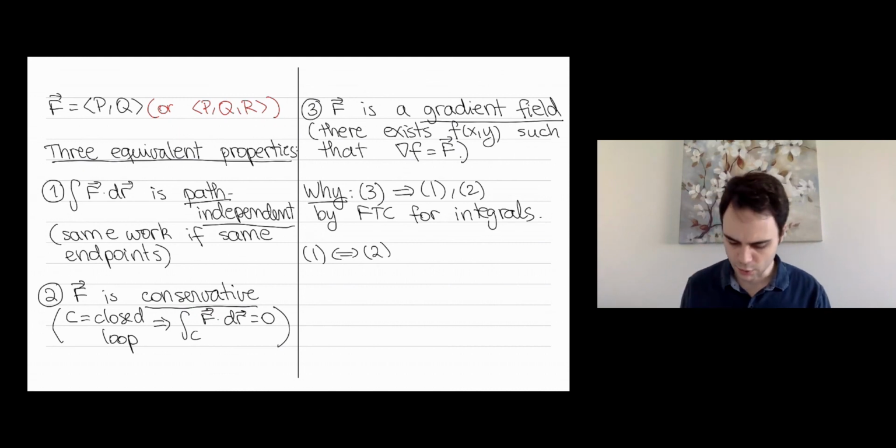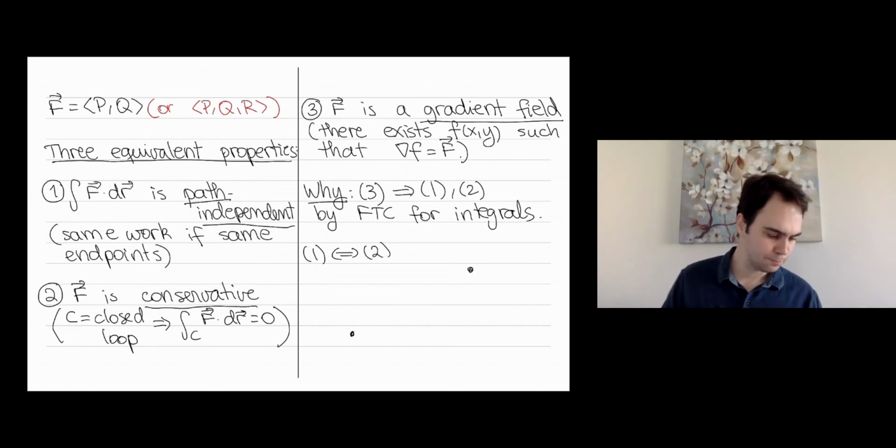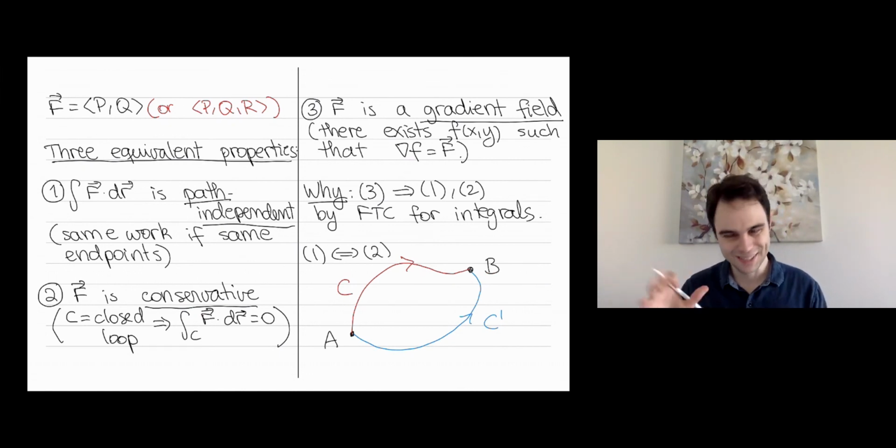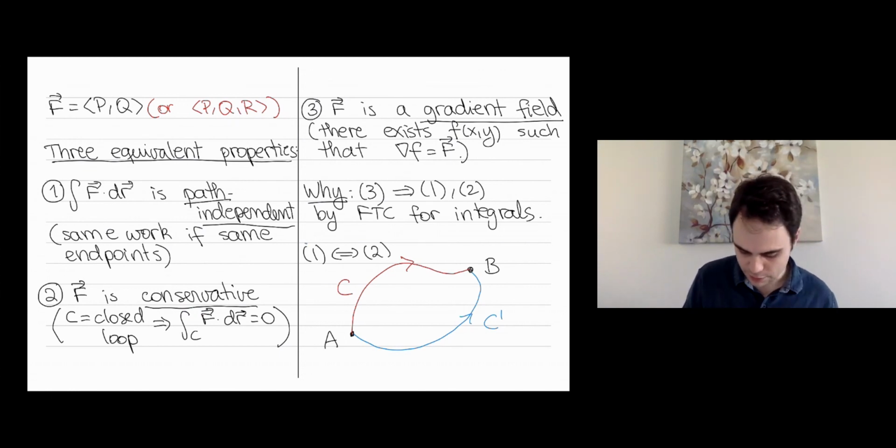I'll give you a picture that you can use to think about this. So if I have two curves, I have 2 points here, and a curve C, and another curve C prime. They have the same starting point and the same endpoint. I'll even move this to the next page so I can write a formula to convince you.